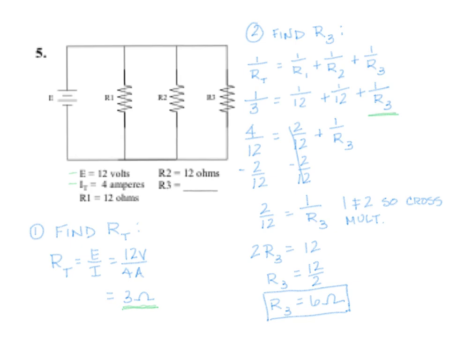The next thing I'm going to do is find a common denominator. We did this in class. 3 goes into 12 4 times, so I changed my 1/3 into 4 over 12. I'm going to put a box around that. And that's now equal to, on the other side, I can go ahead and add the 1/12 and the 1/12 and call it 2/12. Now I still have my plus 1 over R3 because I'm trying to find R3. So the next step here is to subtract 2/12 on both sides. And what happens then is I get an equation that says 2 over 12 is equal to 1 over R3.